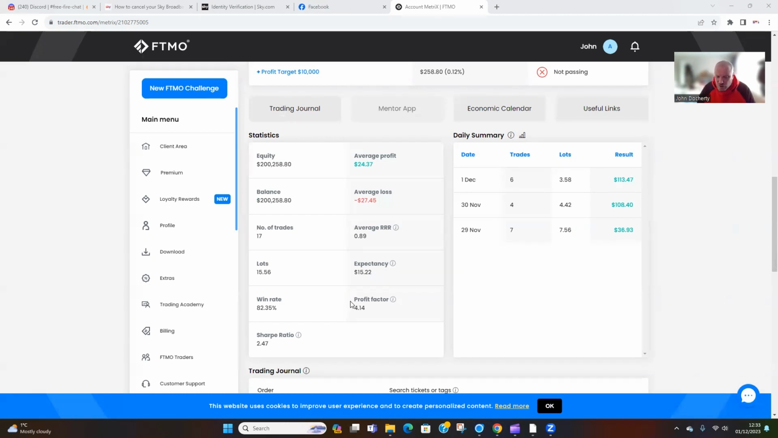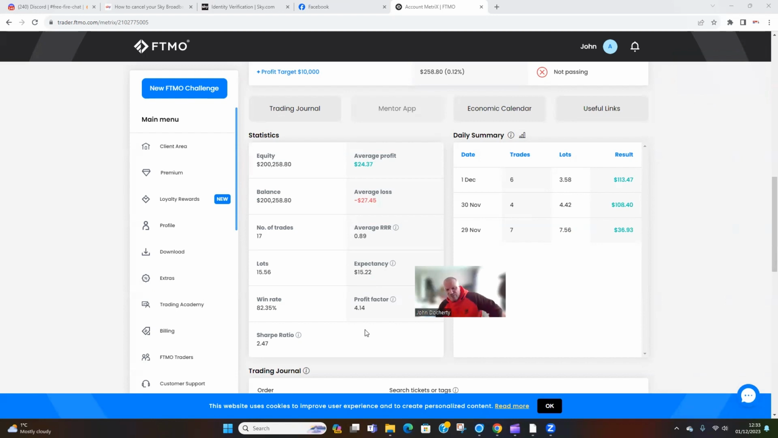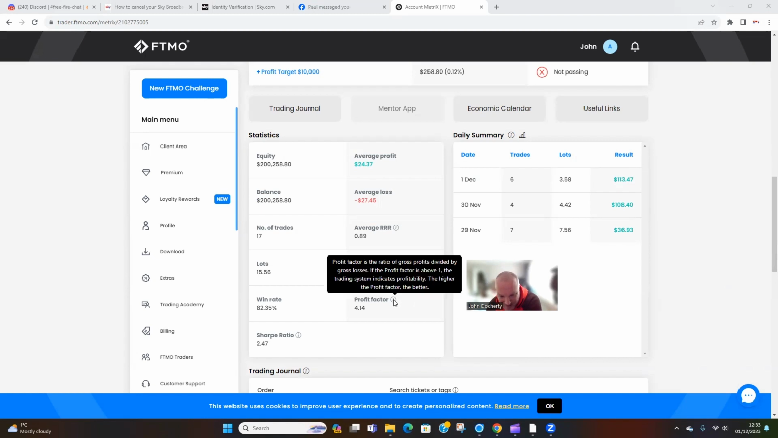This is what we edge towards when we are testing the system. This is what we are edging towards when we are structuring a plan. This is what you need to do when you're doing a set amount of trades, okay? Because without the profit factor, your plan will fall flat on its face. Anything from a 1 upwards indicates the trading system is profitable. The higher the profit factor, the better.